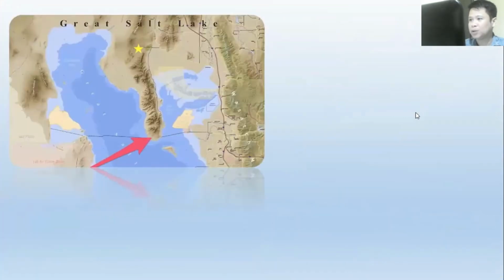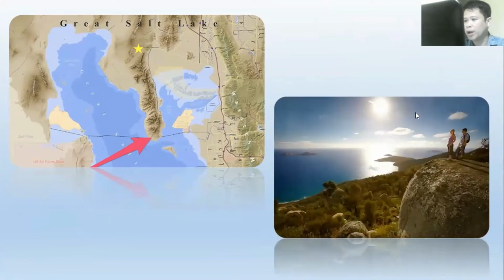So this is an example of a promontory. The one pointed to by the arrow. That one is a promontory. A piece of land that juts out into the sea.